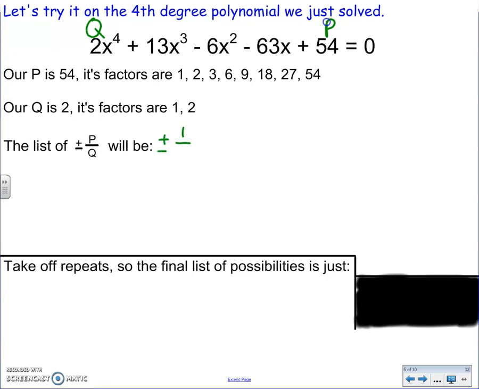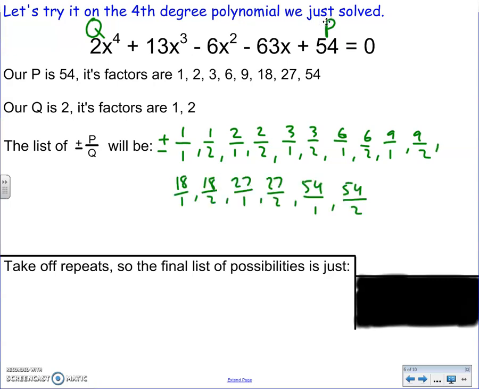The first p over all the q's, so the 1 over 1, and then 1 over 2. Then the next p, 2 over 1, 2 over 2. Then the next p, 3 over 1, 3 over 2. Next p, 6 over 1, 6 over 2. Next p, 9 over 1, 9 over 2. And I'm going to keep doing this, and I'll finish the rest, and that gives us the whole list.